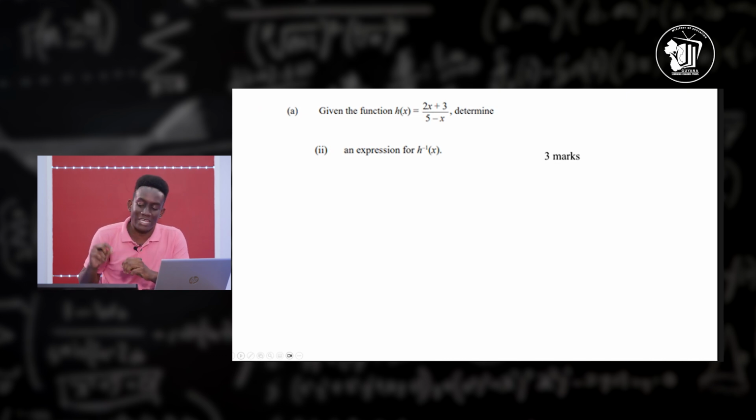So the next question says, given the function h of x, we have the same function, determine an expression for h inverse of x. We see this question is worth 3 marks. So take a pause, try to work it out, and then I'll go. So we want to find the inverse of h. This is what we do.